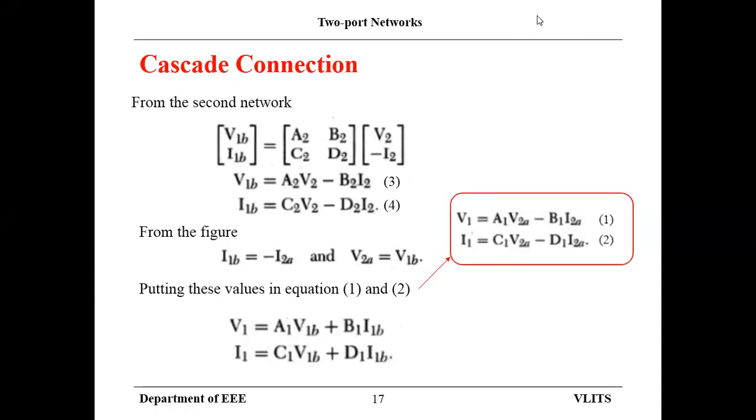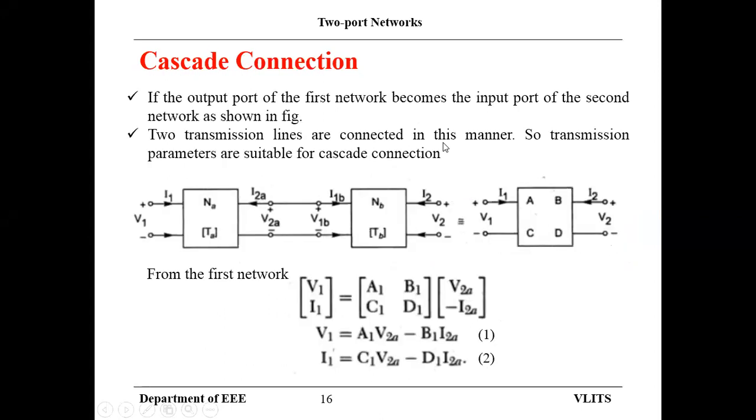So the next thing is the cascade connection. The best suitable parameters for the cascade connection are the ABCD parameters, because the cascade connection is nothing but the output of the first network being the input to the second network.